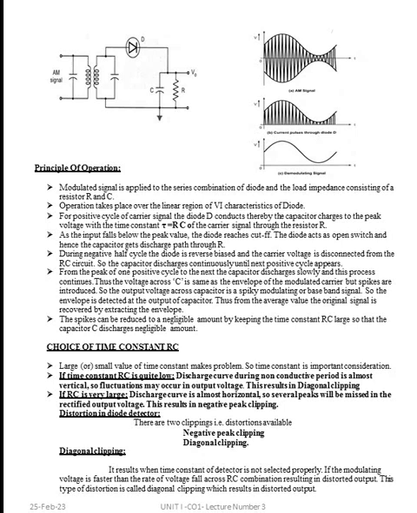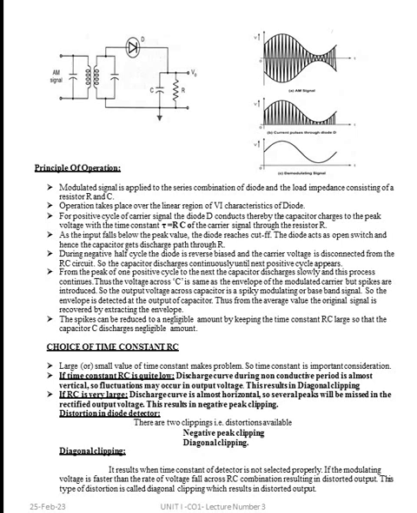During the negative half cycle, the diode is reverse biased and the carrier voltage is disconnected from the RC circuit. So the capacitor discharges continuously until the next positive cycle appears. From the peak of one positive cycle to the next, the capacitor discharges slowly, and this process continues.